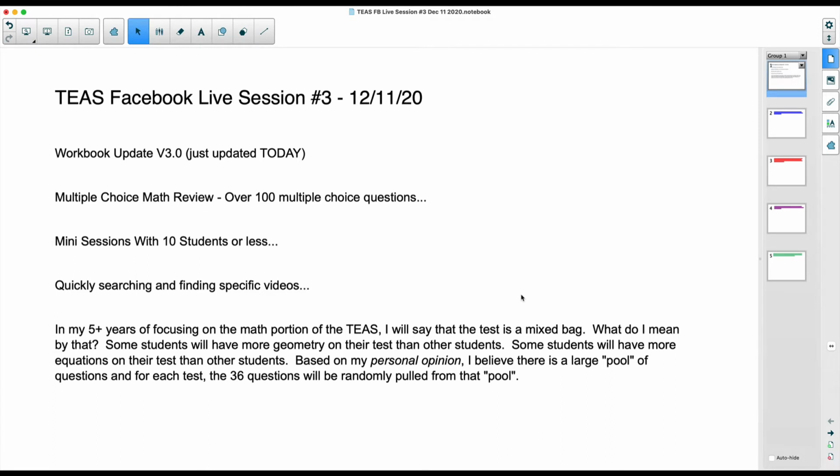For those of you who have purchased my workbook, I have a TEAS math workbook. I'll show you where you can find it. I just released a new update today, and I'm calling it version 3.0. Just to give you a preview of what that looks like, I'm going to load it up.